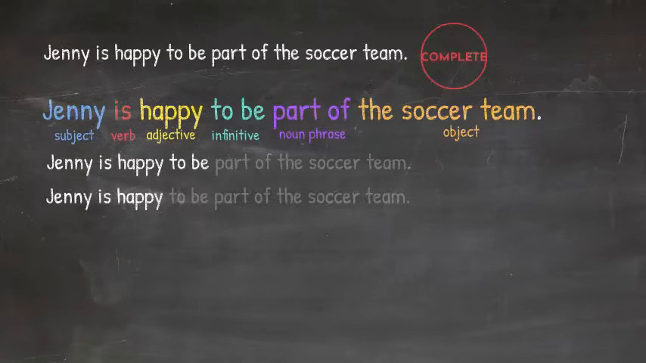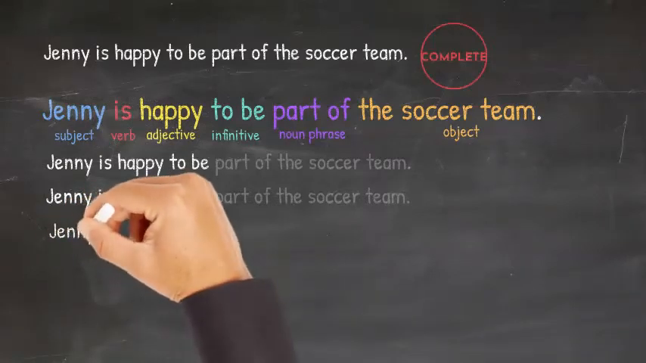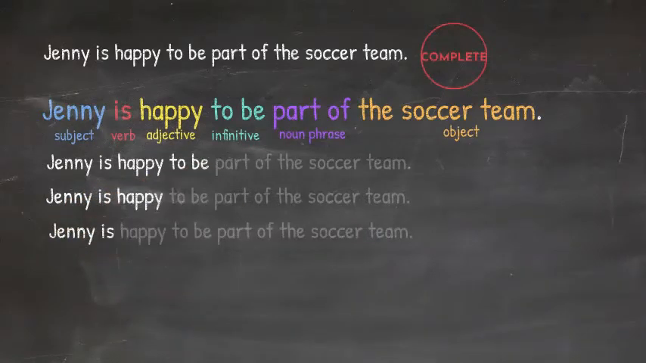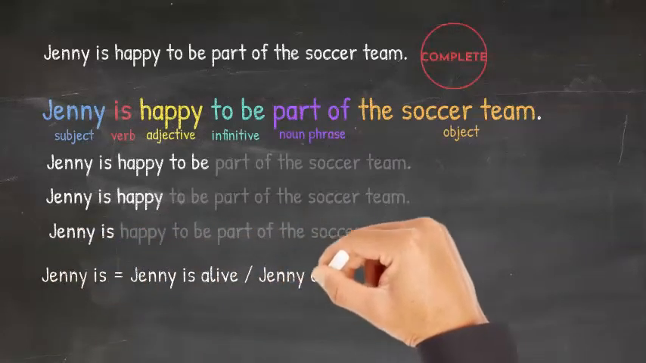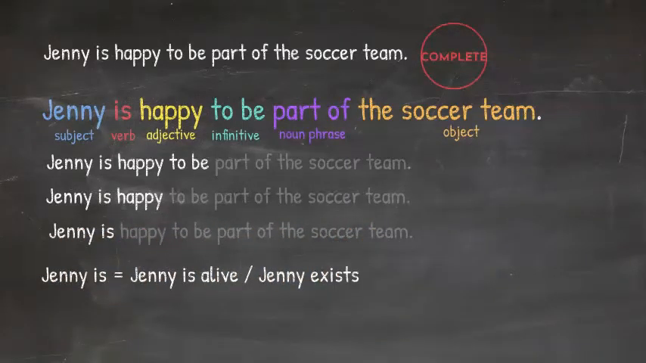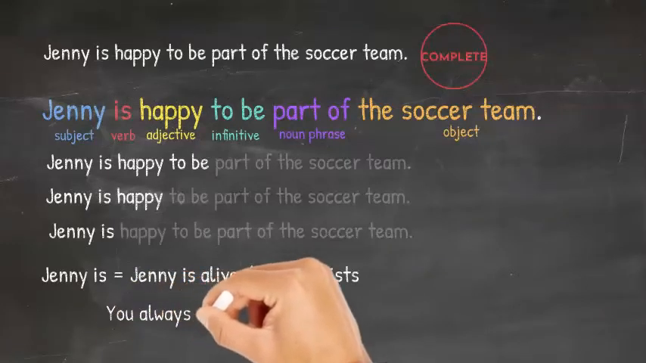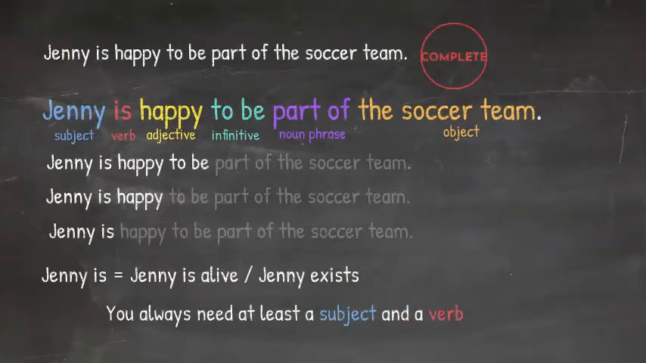It will be the same as saying, "I am hungry" or "my dog is sleepy." How about just "Jenny is"? Would that be a sentence? Well, believe it or not, the answer is again yes. In this case, "Jenny is" just means Jenny is alive or Jenny exists. So in English, all you need to make a sentence is a subject and a verb.